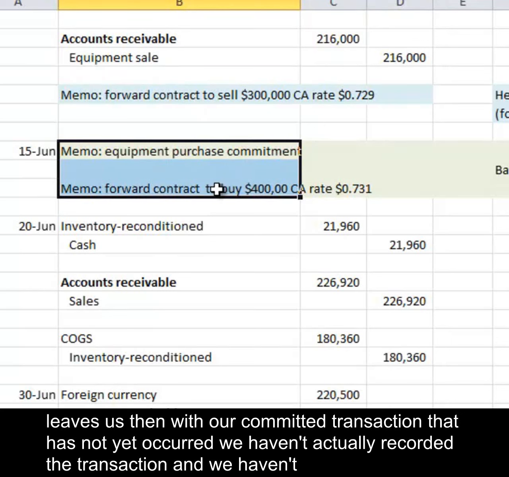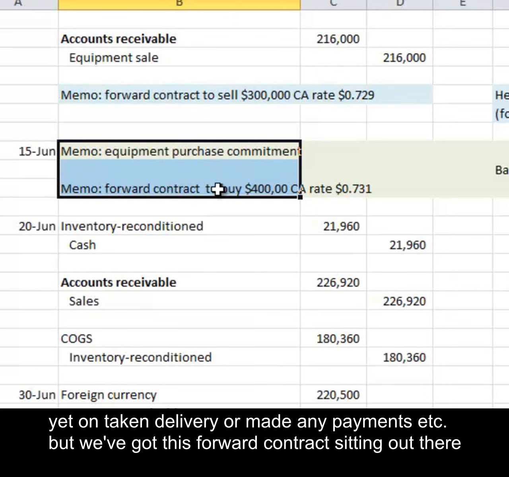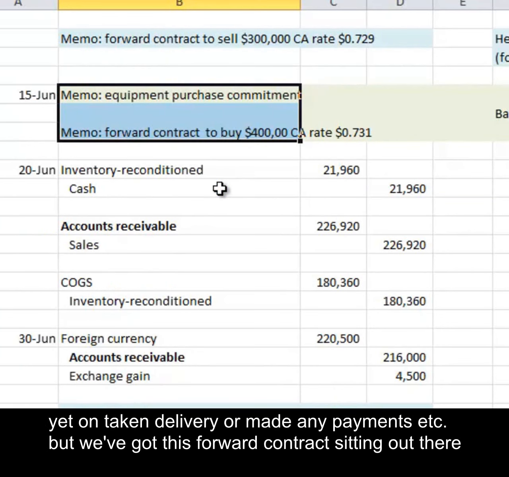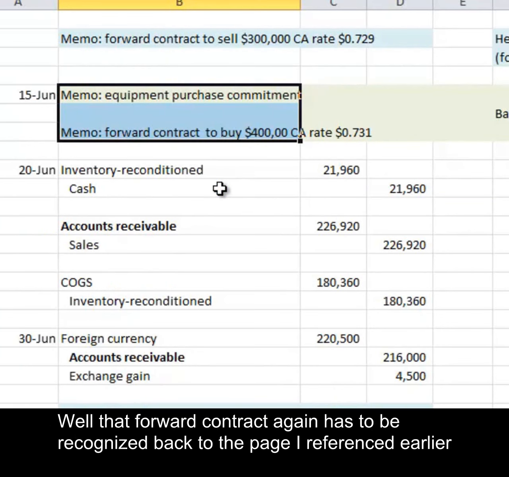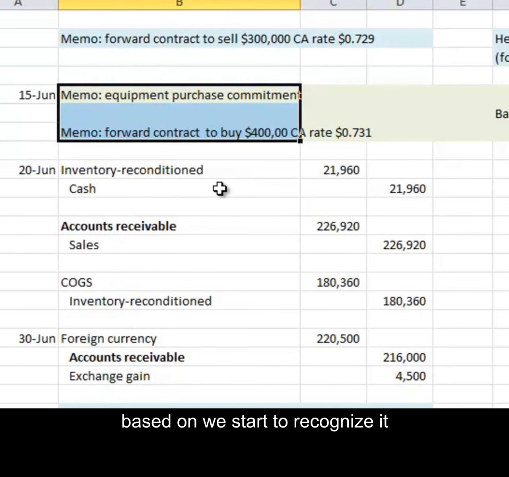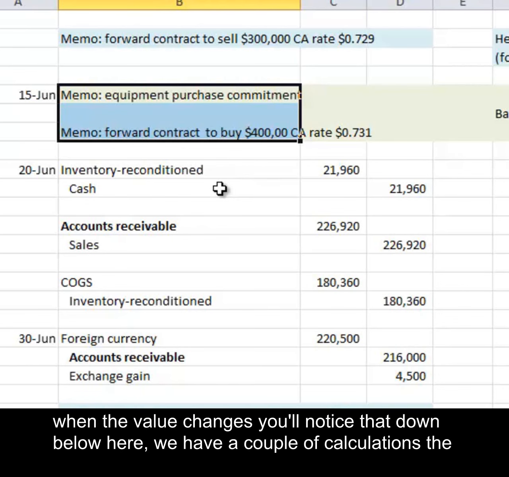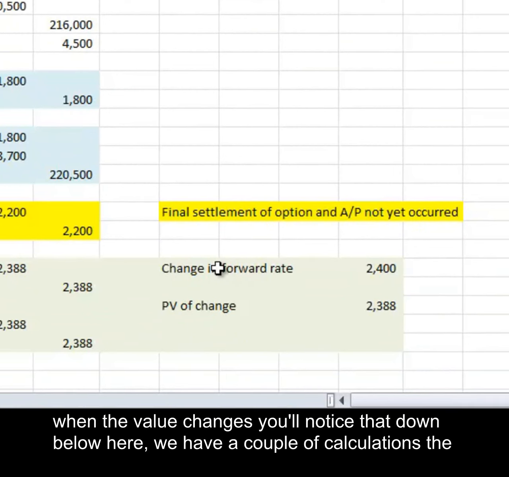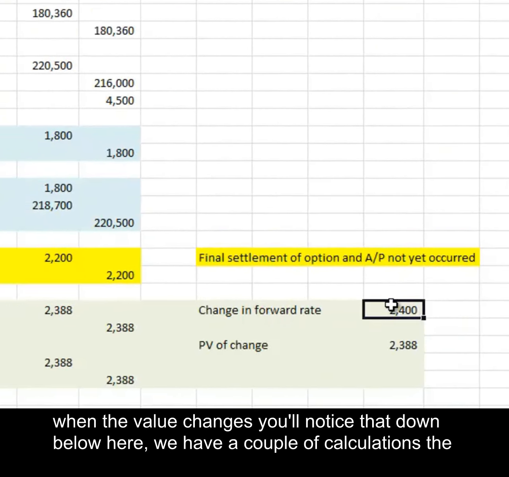We haven't actually recorded the transaction, and we haven't yet taken delivery or made any payments, etc. But we've got this forward contract sitting out there. Well, that forward contract again has to be recognized, back to the page I referenced earlier, based on, we start to recognize it when the value changes. You'll notice that down below here we have a couple of calculations.